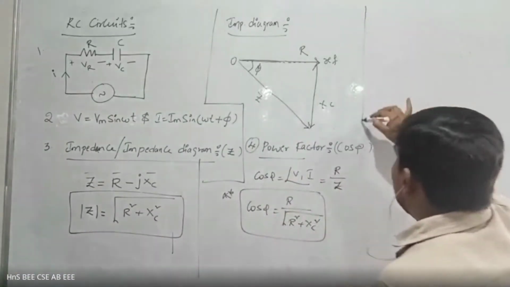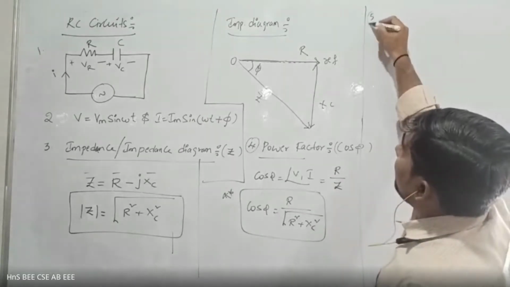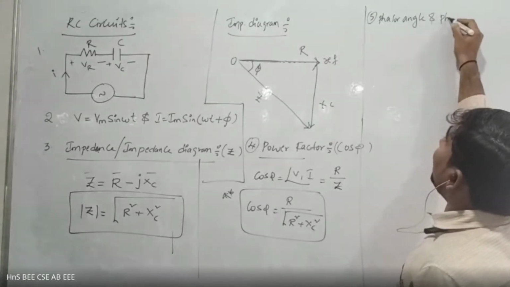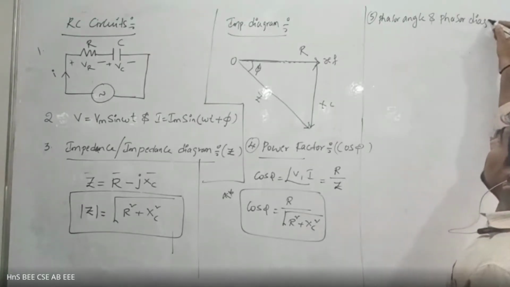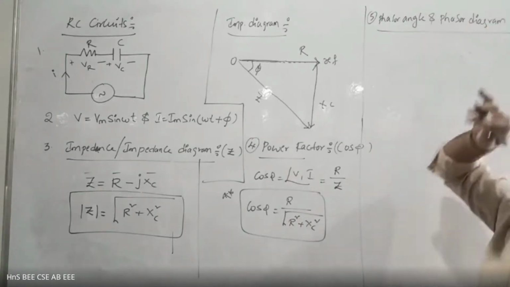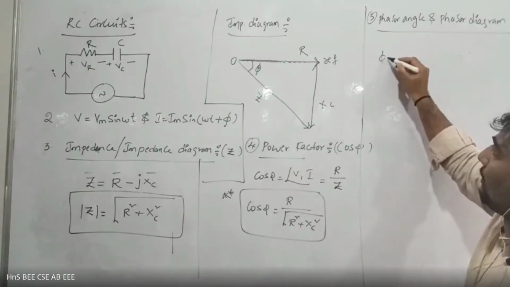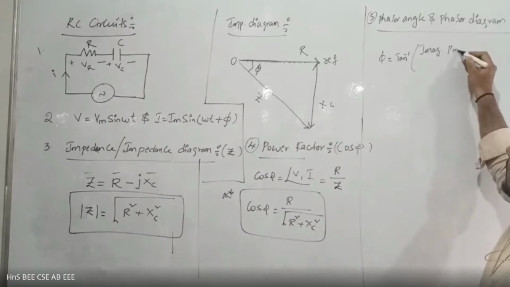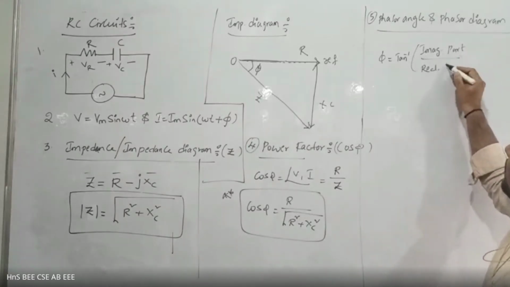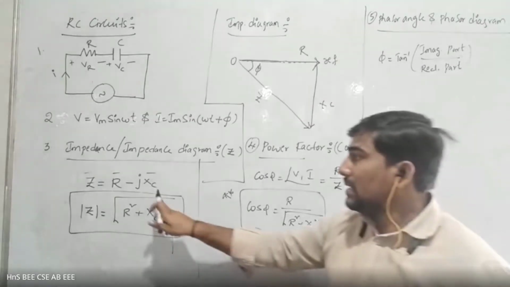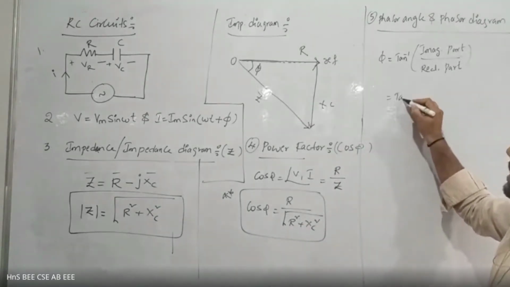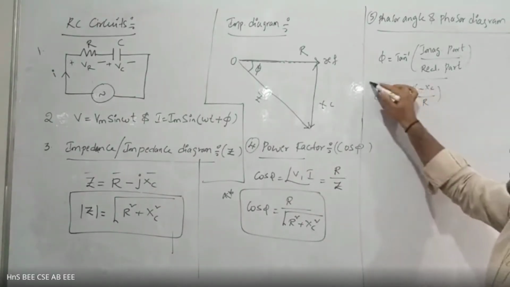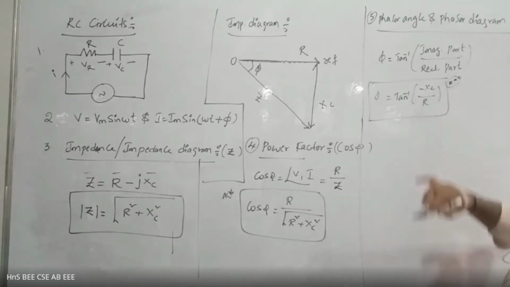Now comes the next point, phasor angle or phasor diagram of RC circuit. Okay, sir, what is the phasor angle formula? Pi equal to tan inverse of imaginary part by real part. What is the imaginary part from the impedance? XC is the imaginary part. Simply I have to take minus XC, tan inverse of minus XC by R. This is our phase angle formula for RC circuit.